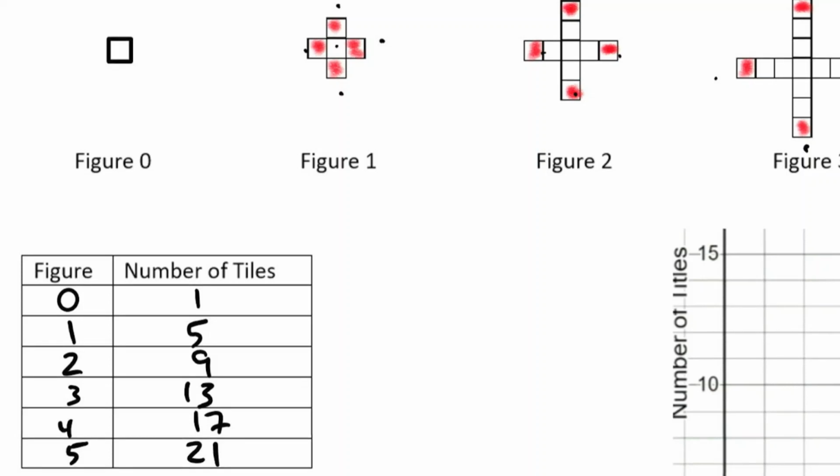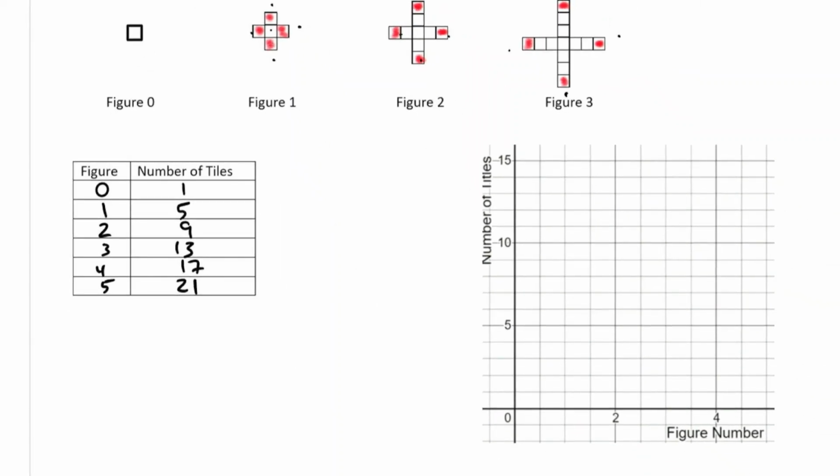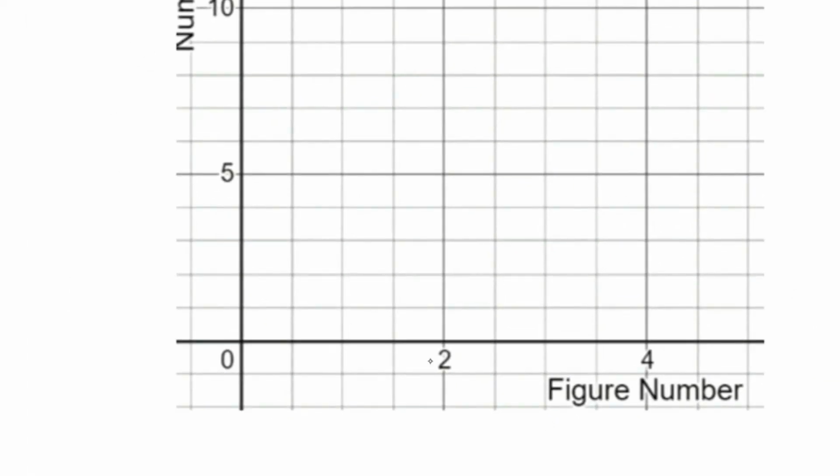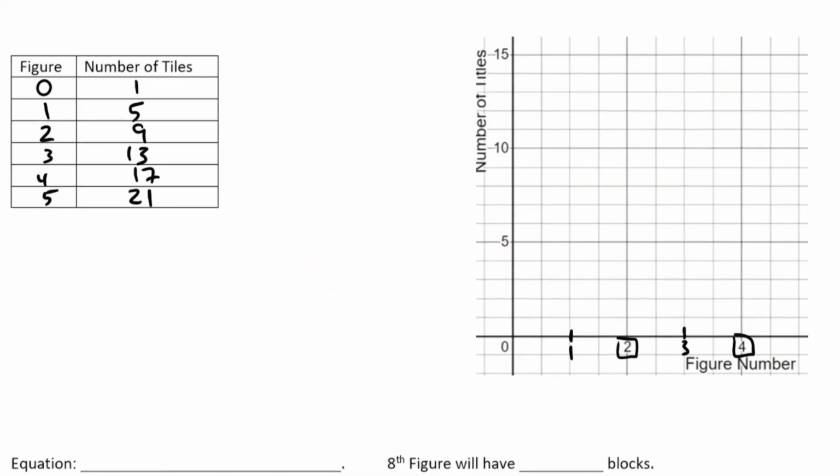So there's a representation. I can also look at this as a graph. It's a little tricky here. I see that this is the number 2 and this is the number 4. So in between 0 and 2 lives the number 1, and in between 2 and 4 lives the number 3. At figure 0, I have a total of 1 tile, so I'll put a 1 there. At figure 1, I'm up to 5 tiles. At figure 2, I jump to 9. Figure 3, we're landing at 13 tiles. And at figure 4, I get to 17, somewhere about up here.